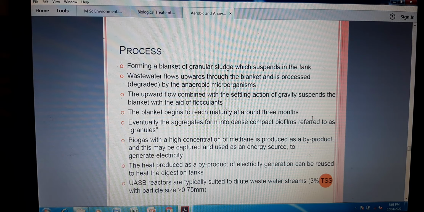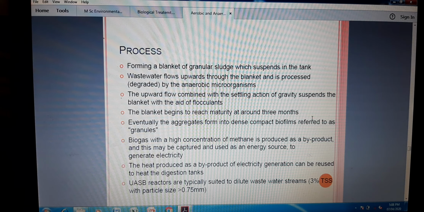Biogas with a high concentration of methane is produced as a byproduct, and this may be captured and used as an energy source to generate electricity. This is the main important output of this UASB. The heat produced as a byproduct of electricity generation can be reused to heat the digestion tanks.